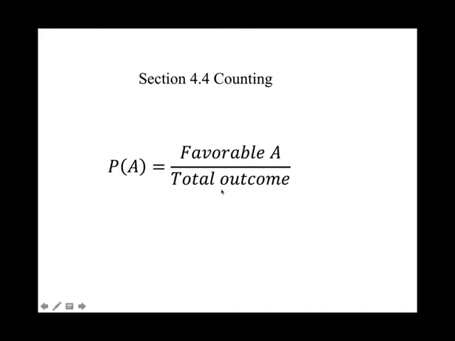Okay, so from session 4.1 to 4.3, we talked about probability. But in these sessions, we talk about counting. Counting means we want to find out what the total outcome is. So for these sessions, read the question carefully. Are we looking for the probability or are we looking for the total outcome?